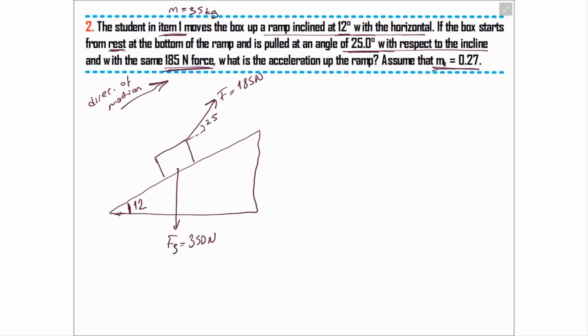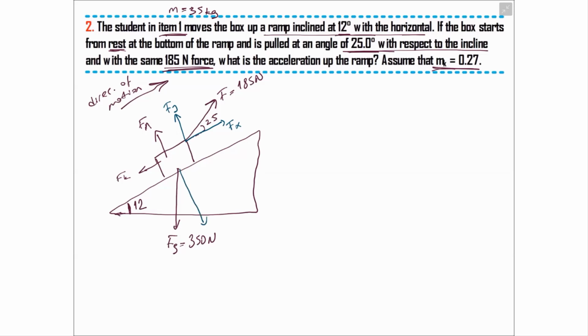And in the opposite direction of the motion, there will be Fk, kinetic friction, and there will be Fn here, which is perpendicular to the surface. The next step in this type of question, we have to find the components of the forces. F has components Fx and Fy.